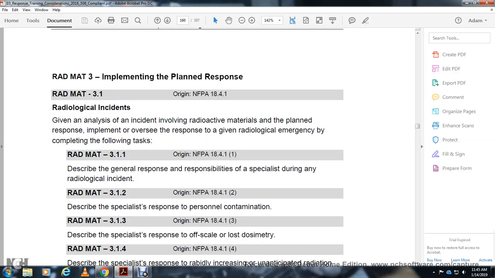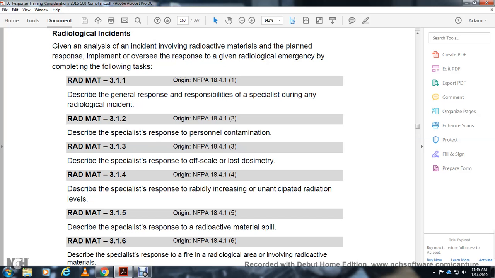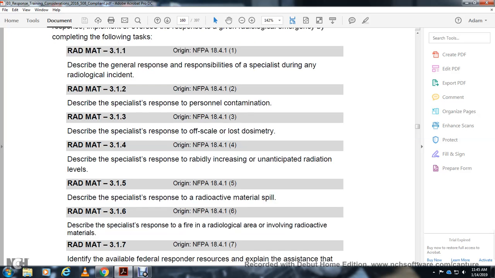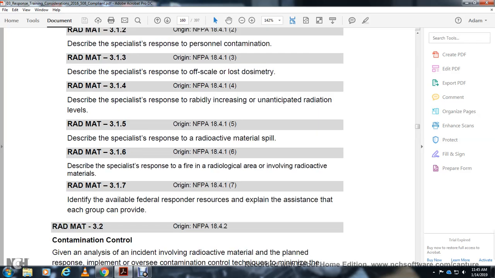Describe the special response to the loss of dosimetry. Describe the special response to rapidly increasing unanticipated radiation level. Describe the specialist response to radioactive material spill. Describe the specialist response to fire with radiological air link involved with the radioactive material. Identify the available federal response and explain the system that each of the groups can provide.